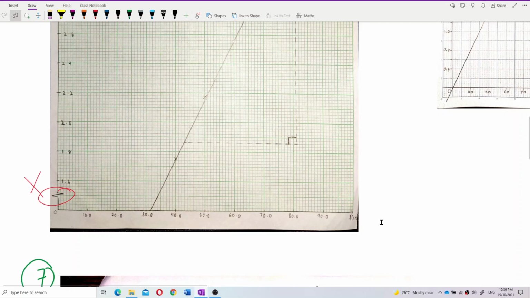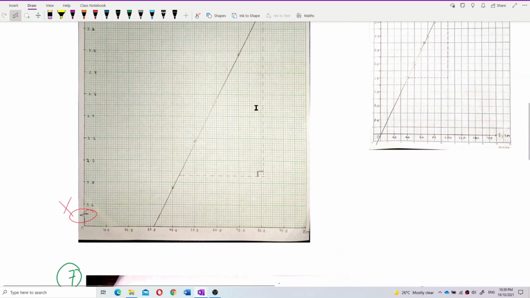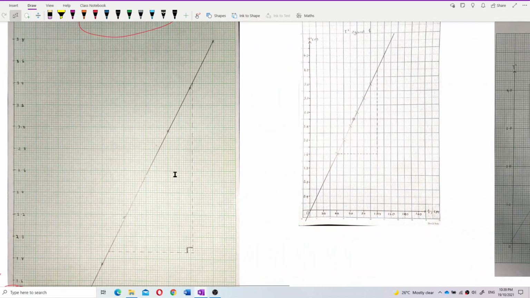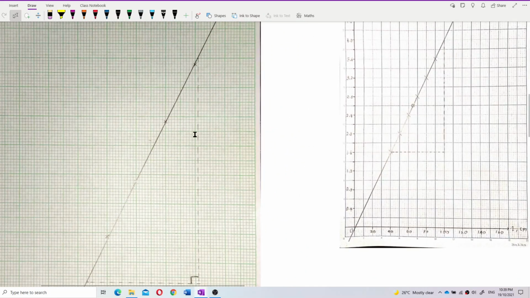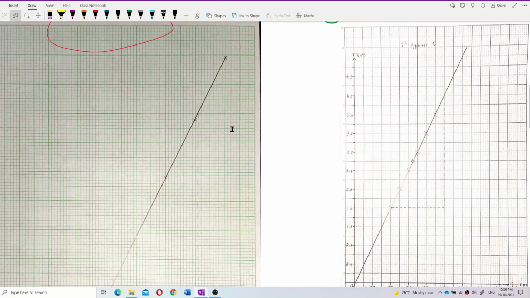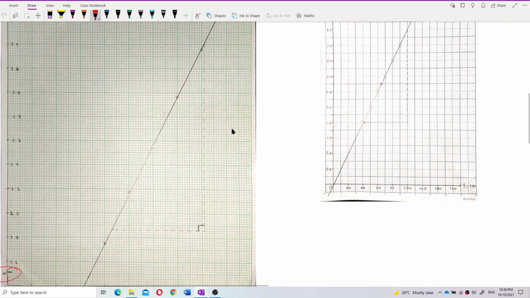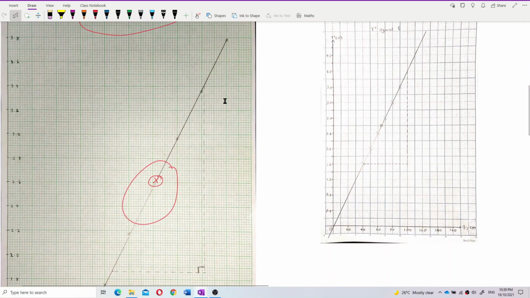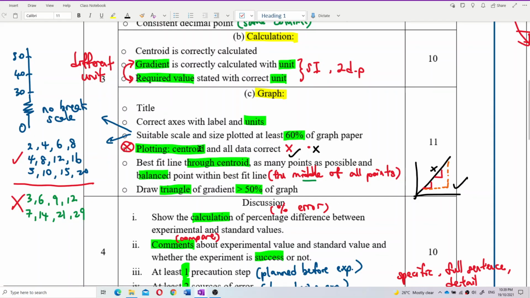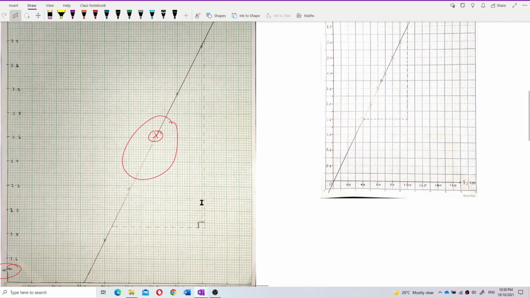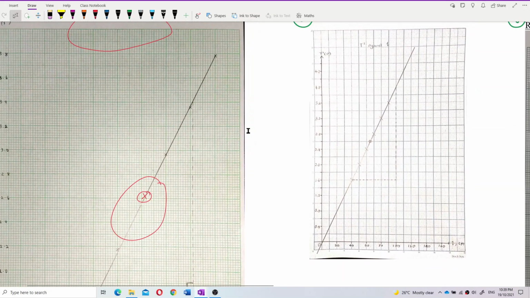And then what else? Do you have a centroid? No centroid. This person has no centroid. Where is the centroid? No centroid. You must have a centroid. Okay? No centroid.